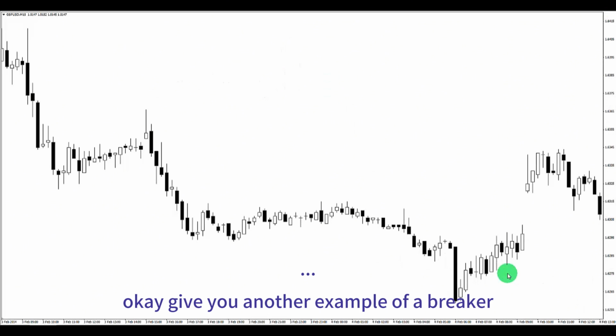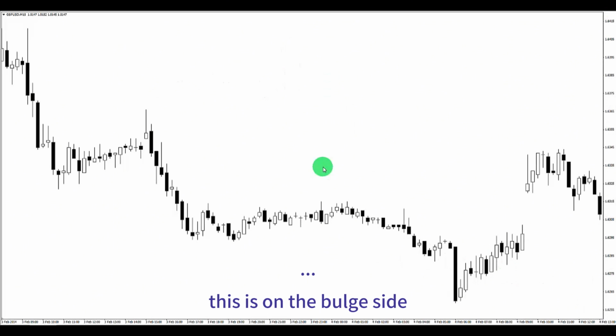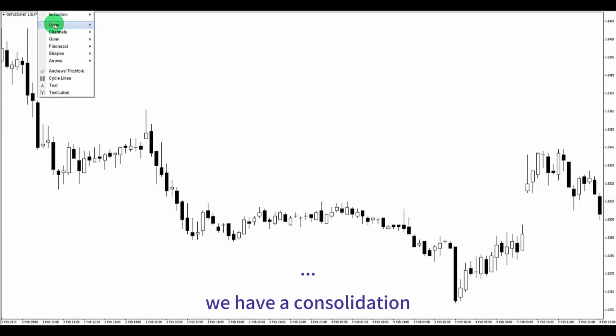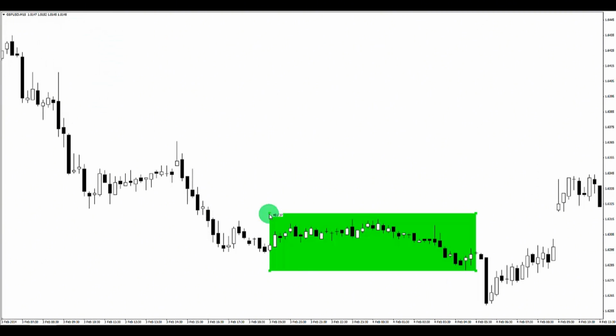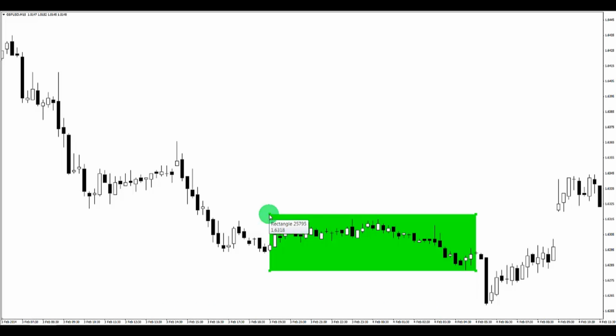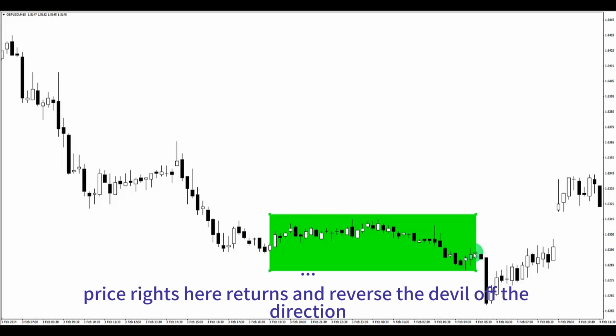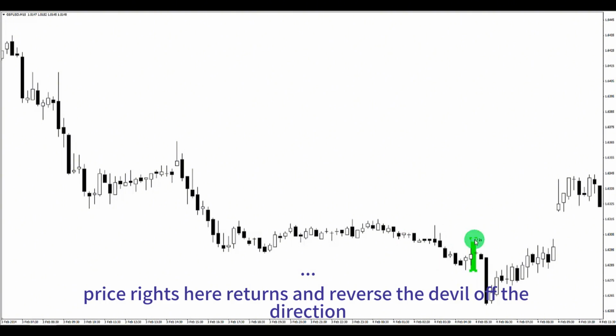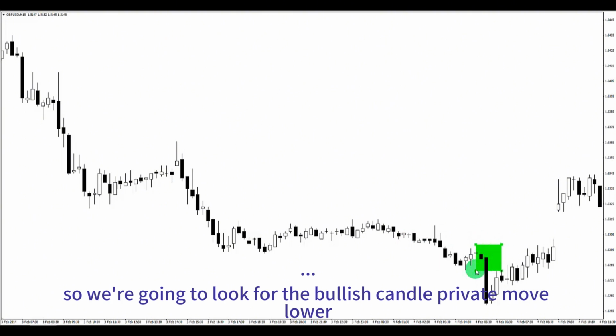I'll give you another example of a breaker. This is on the bullish side. We have a consolidation. Price runs down, taking out the low. So there's a raid, and it's a climax reversal. Price breaks here, returns, and reverses in the opposite direction. So we're going to look for the bullish candle prior to the move lower, right in here.